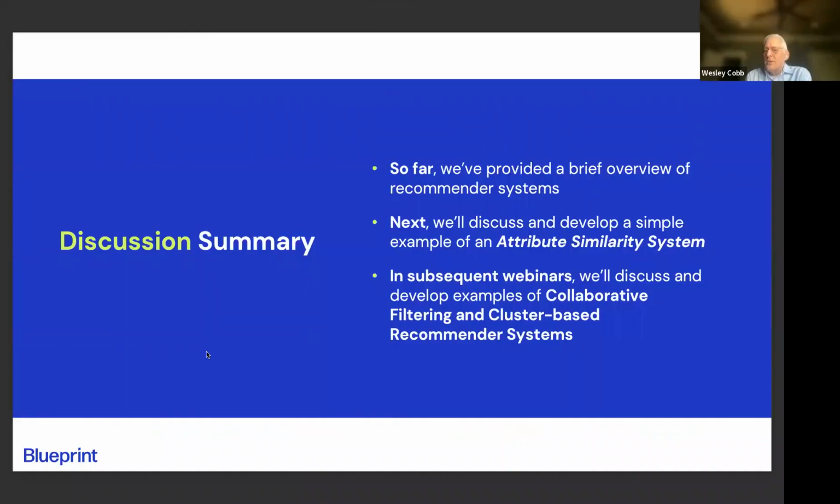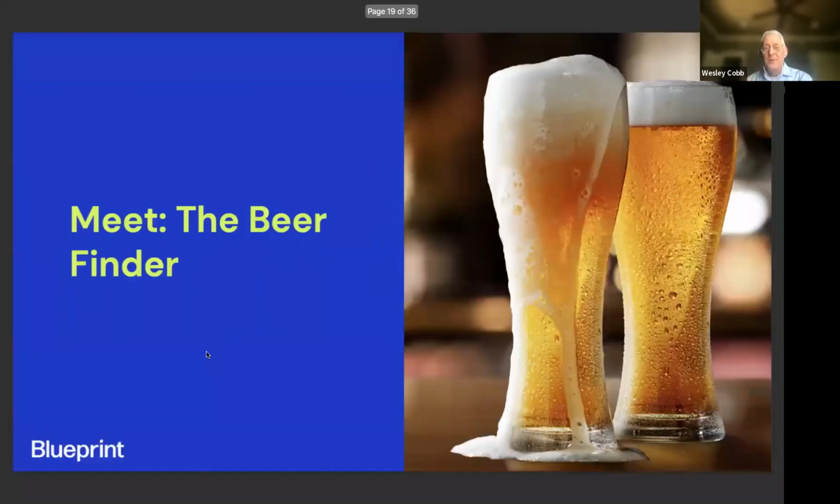So far, I've talked about just some of the basic overview of recommender systems. What I'd like to do now is shift and begin to talk about an attribute similarity system today. And that's going to be the one that we talk about in this webinar. In subsequent webinars, we will focus more heavily on collaborative filtering systems. And in the third webinar, we'll focus on cluster-based recommender systems. So without further ado, meet the Beer Finder.